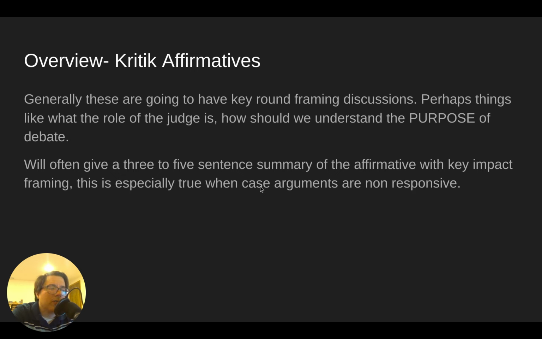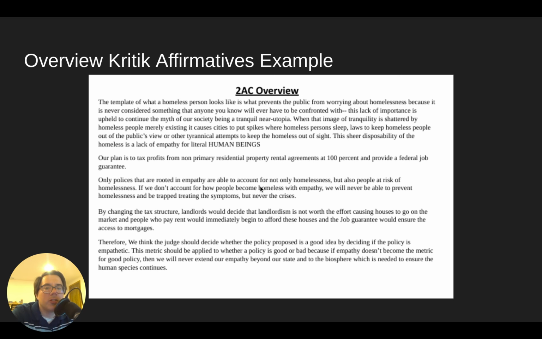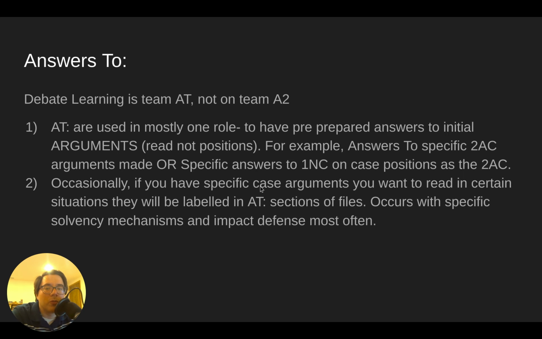They will often give us a 3 to 5 sentence summary of what the affirmative is and key impact framing arguments, especially when they're not responsive to certain things. So this is a longer version of a 2AC overview, which is okay. They had this long overview because a lot of teams were not being responsive to the arguments inside of the 1AC, and so they found making sure that all of their arguments are extended in this overview was super beneficial and helpful in order to make sure that the judge understood exactly what they were voting for when they voted for it.